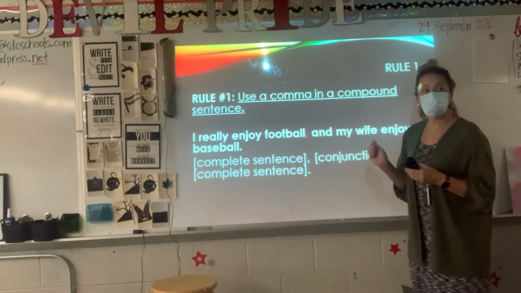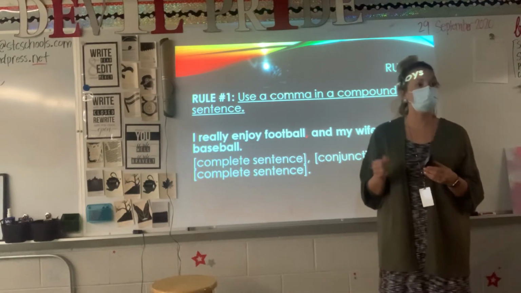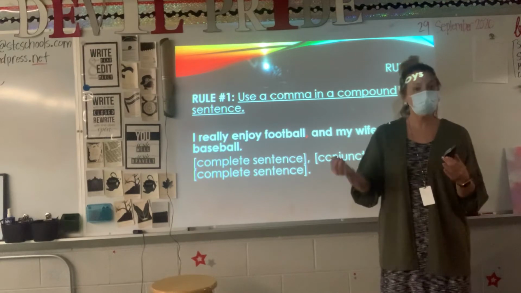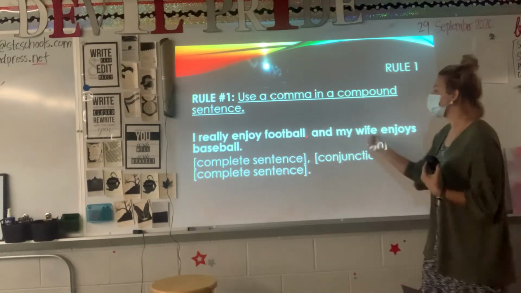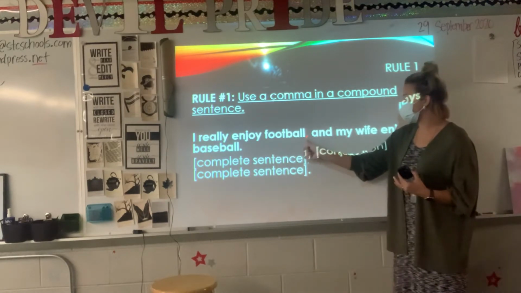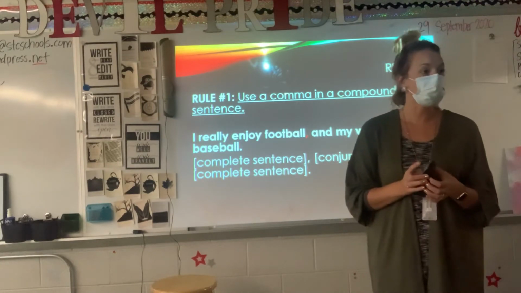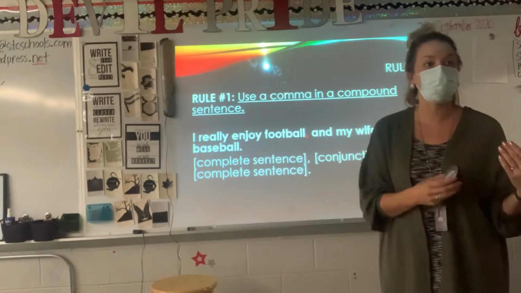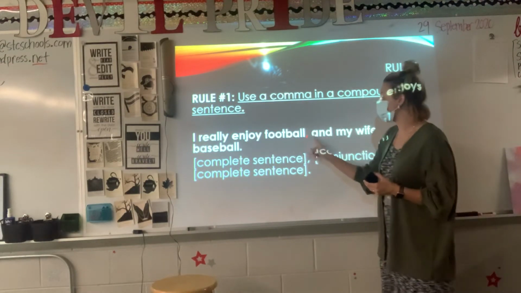You can't always assume that anytime you put the word "and" in a sentence, a comma goes there. You have to read what comes after the "and." So in this case, my wife enjoys baseball. That's a complete thought, and I know my comma goes there. So what you need to take note of when you are writing your papers is to check what follows the "and." Because if it's not a complete sentence, you do not need this comma.